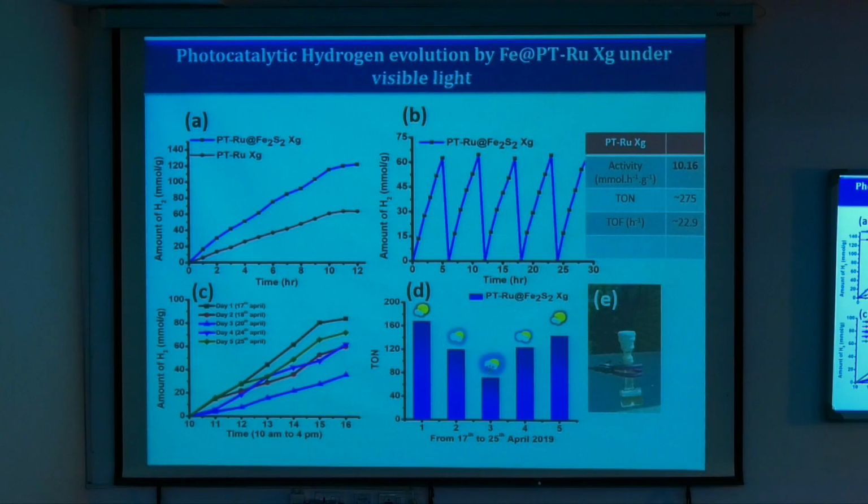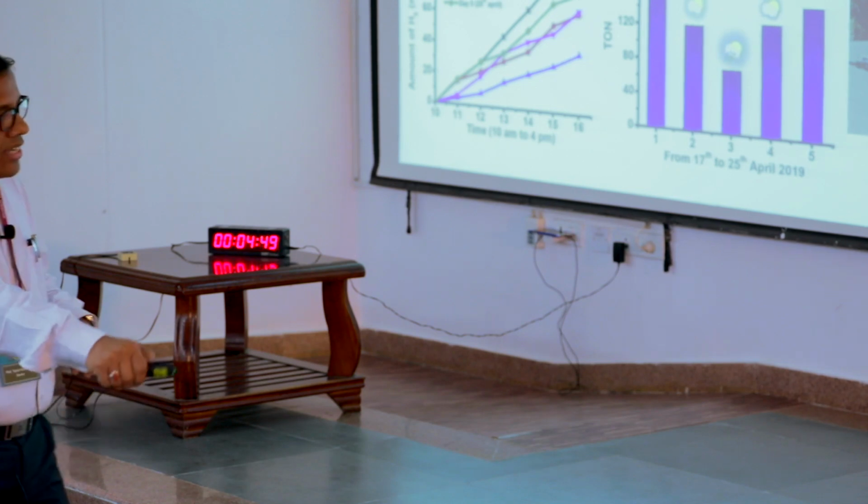Okay, so we got around 120 millimole per gram of hydrogen evolution at around 12 hours. So now the turnover number is very high, 270 in this case. And then we thought whether we can do this in sunlight. Yes, we can do it in sunlight.